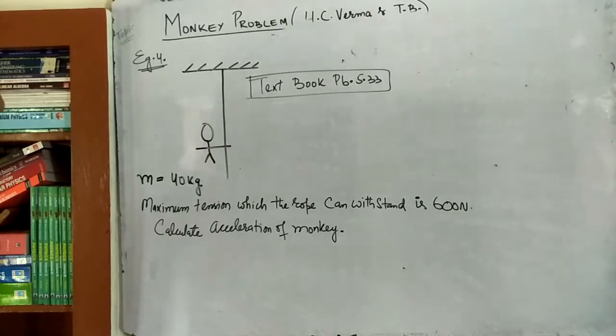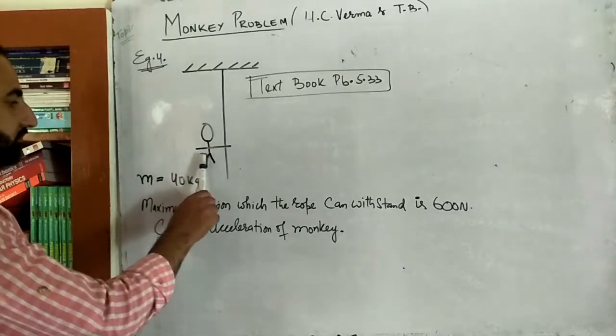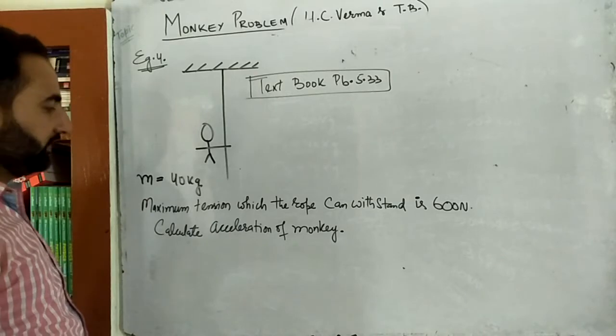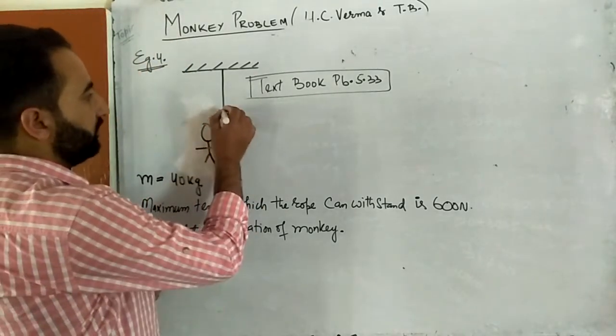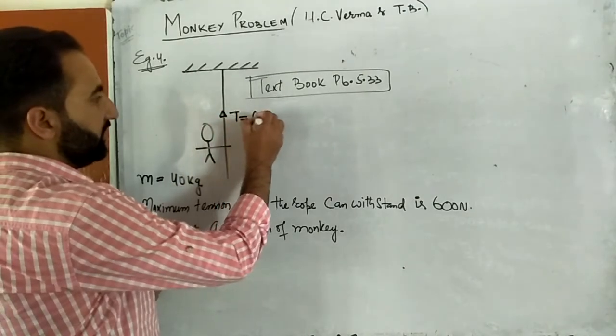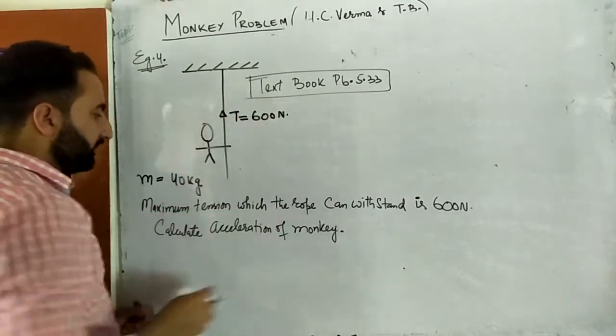Okay, next example number 4. It's copy pasted from the textbook, problem number 5.33. You can check it out from there. Okay, so this monkey is given, its mass is 40 kg, and it is given to you that the maximum tension which this rope can withstand is 600 Newton. That means the maximum tension in this can be 600 Newton. ठीक है ना बेटा?